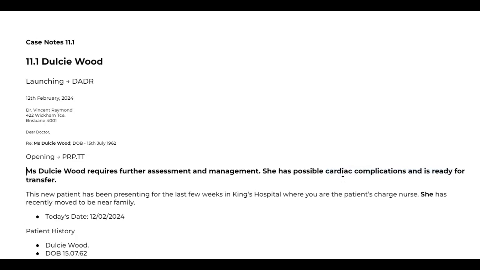This is how we write using PRP-TT. Why did we select TT here? Because this letter is basically a transfer letter. We are transferring the patient to another facility. So always remember, whenever you write the first paragraph of a letter, you should follow this method. Either you select PRP-TT, or if it is a discharge letter, you follow the PRP-DD pattern.